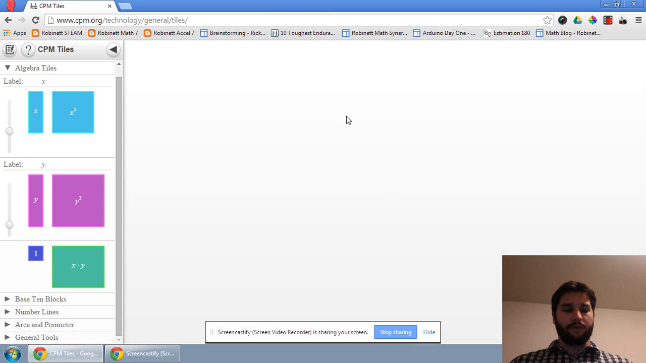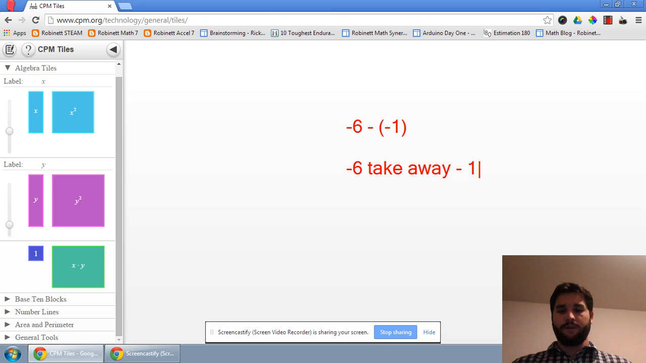What if I want to do the problem -6 minus a -1? And I'm putting this -1 in parentheses just to sort of group the numbers together. So this looks a lot better than -6 minus -1. That looks kind of funny. So I put the -1 in parentheses to show that it's -6 minus -1. Remember, this is like saying -6 take away -1. So I'm going to start with 6 negative tiles.